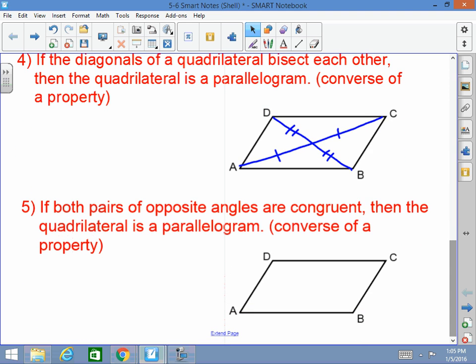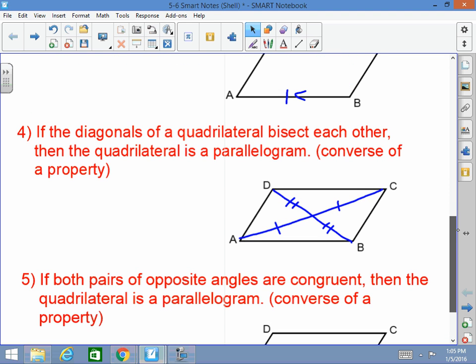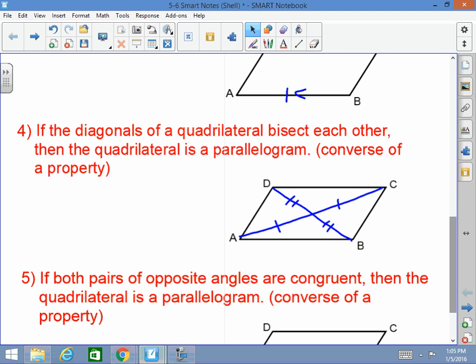And number five, last but not least. If there's no tick marks, then I can't really prove that it was being bisected, sir. Then I can't prove that. Maybe I have a letter here. Maybe I have a point. And then maybe I tell you DE is congruent to EB and AE is congruent to EC. Maybe I could explain it that way.